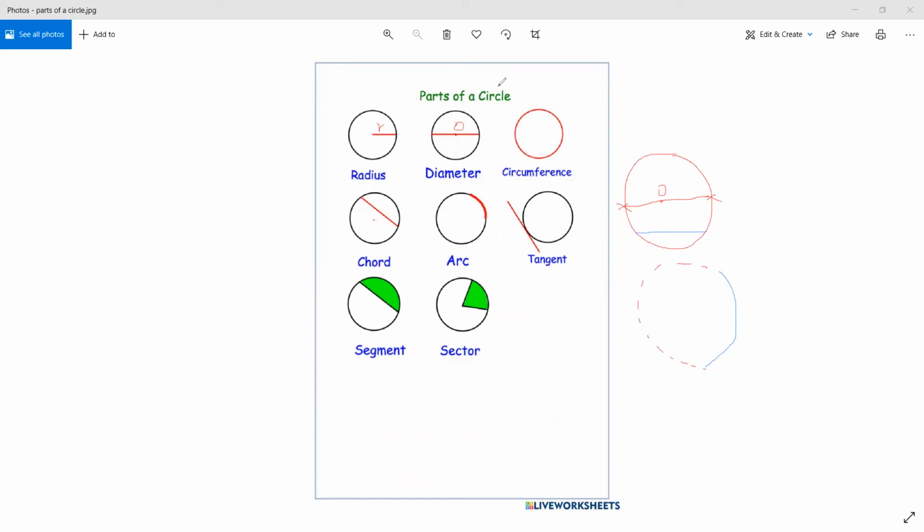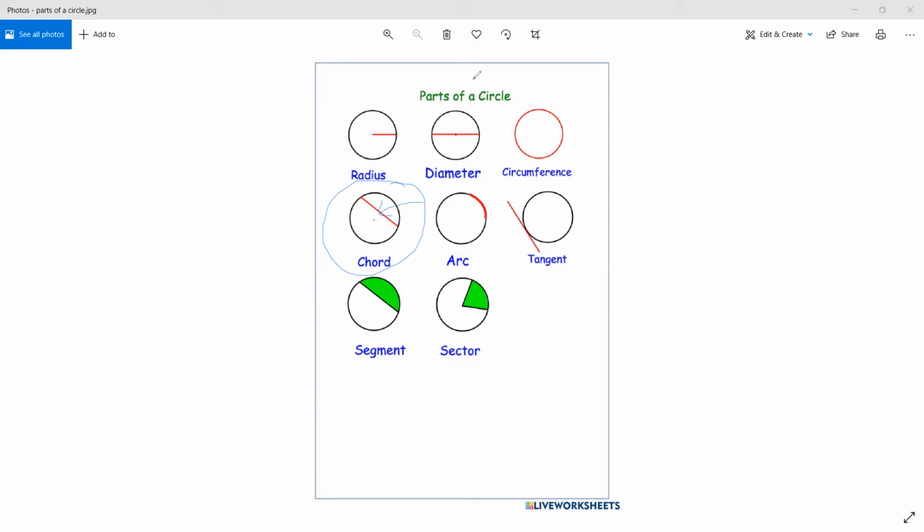The next one is a segment. A segment is part of the circle that has been separated from the main circle by a chord. We remember that a chord is a line that is not a diameter. It has to be a line coming from one point on the circumference to another point on the circumference, but not passing through the center. So if you look at this chord up here, the red one, you can see it divides the circle into two parts.